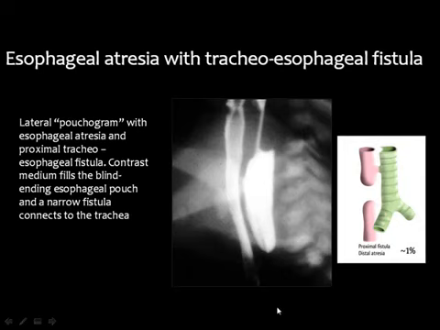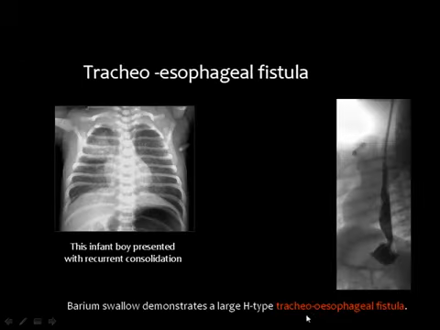Then if you introduce barium, you may be able to see the direct communication between the esophagus and the trachea, as in this particular case. This is the blind pouch, and here you can see the communication is nicely demonstrated. This is barium in the blind pouch of the esophagus, and here you can identify the communication with the trachea.